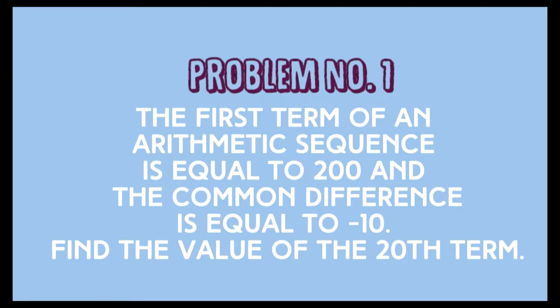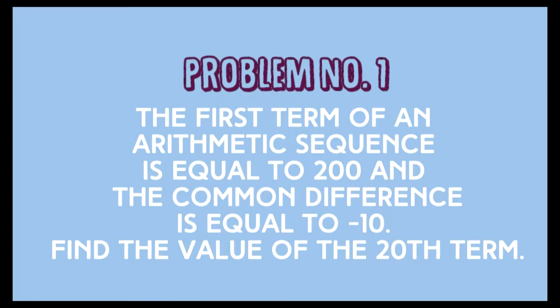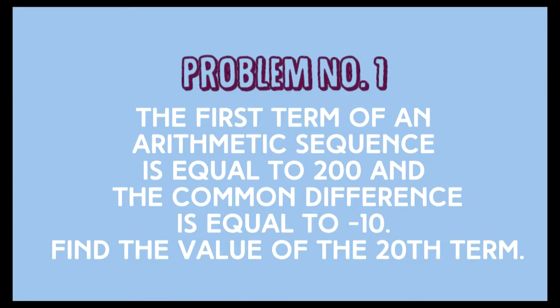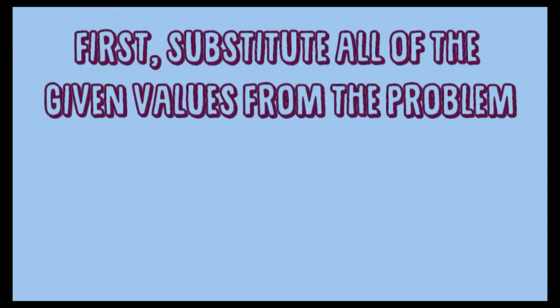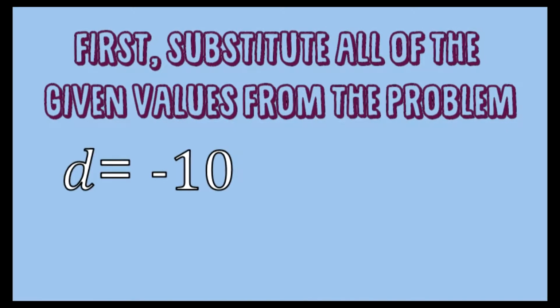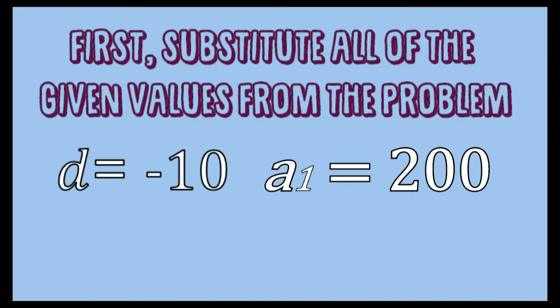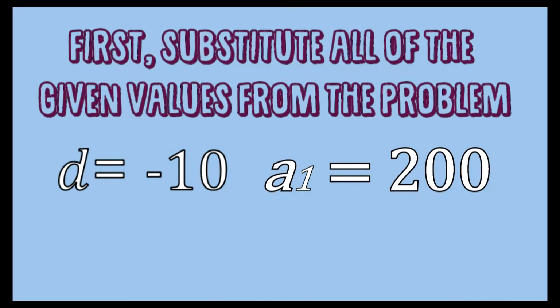Here we have a sample problem. The first term of an arithmetic sequence is equal to 200, and the common difference is equal to -10. Find the value of the 20th term. Substitute the values given by the problem, which are the common difference -10 and the first term A sub 1 is equal to 200.